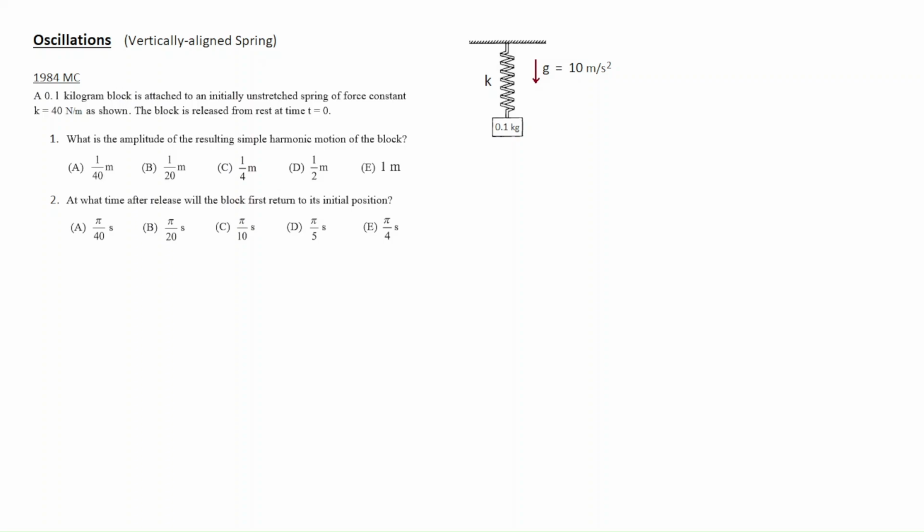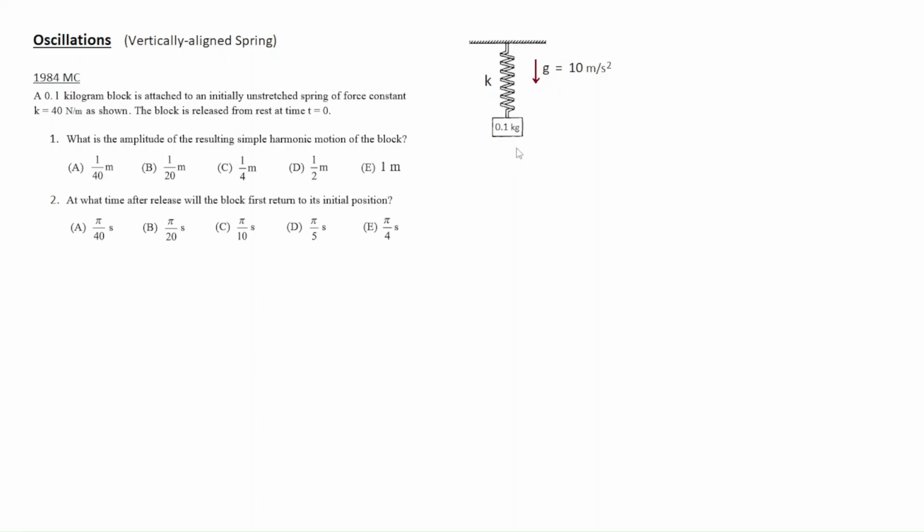Here we're looking at a problem from the oscillations unit. This is from a 1984 AP Physics multiple choice section, a two-part question. I chose this because it was commonly answered incorrectly when I would give it to my classes, and I thought it served as a good overall view of a vertically aligned spring problem, something you see fairly often.